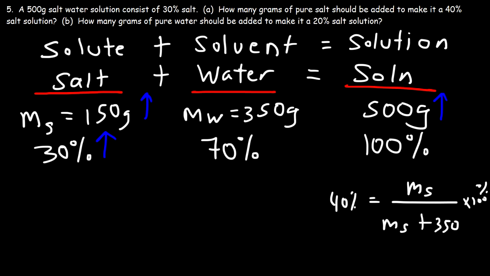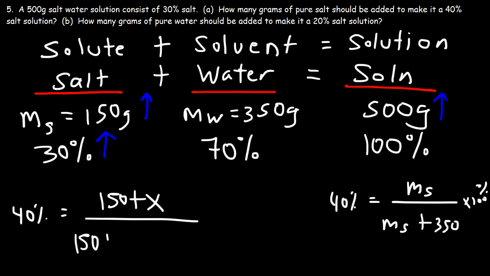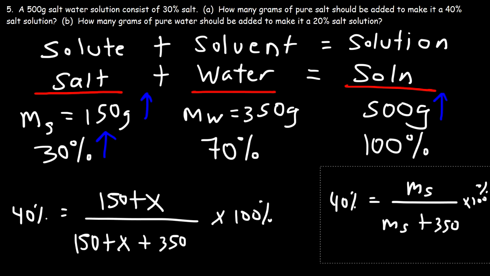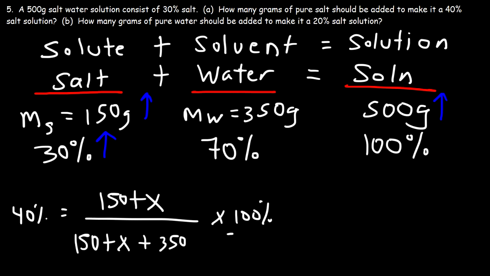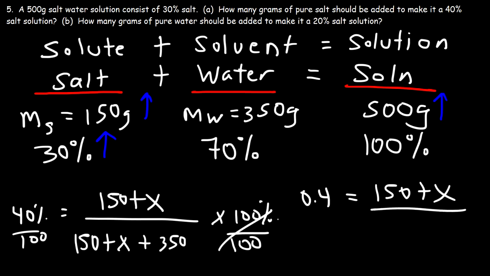So now the equation on the right becomes 40% is equal to 150 plus x divided by, now we have ms on the bottom again, so that's another 150 plus x, plus the 350 that was already present, times 100%. So what we're going to do is divide by 100. So 40 divided by 100, that's 0.4. And that's equal to 150 plus x over, and here we can add 150 and 350, which will give us 500. So we have 500 plus x.